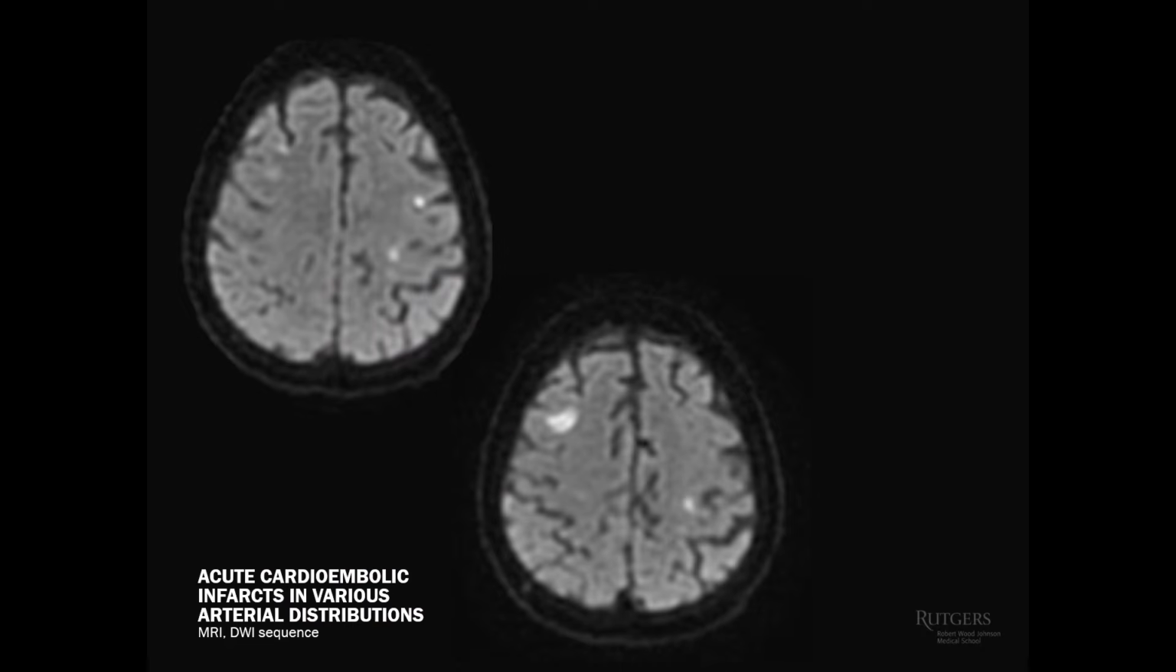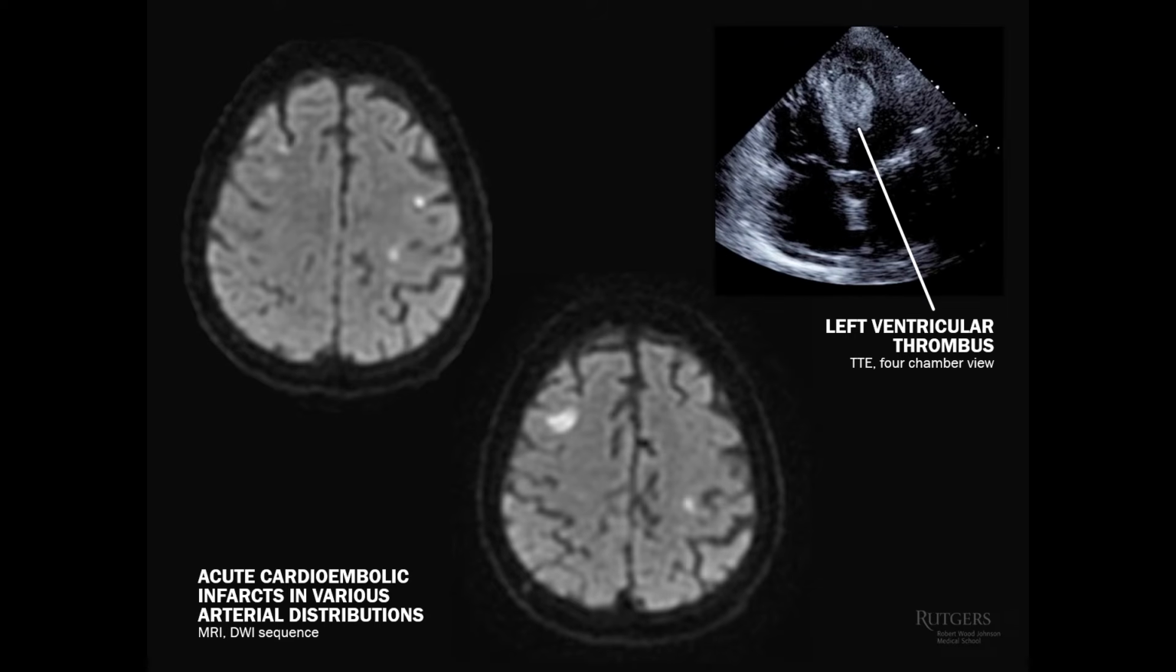So here's the imaging example of cardioembolic strokes. Multiple hyperintensities in both hemispheres correspond to acute stroke in various vascular distributions. So in this patient, transthoracic echocardiogram, shown here is the classical four-chamber view of the heart, showed a large left ventricular thrombus. Here are some of the more rare mechanisms of ischemic stroke.